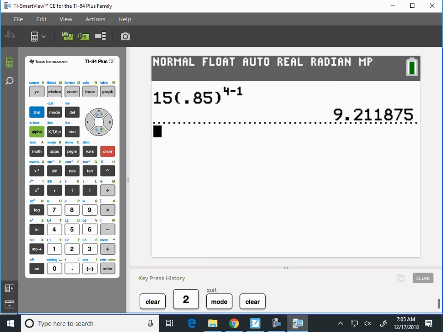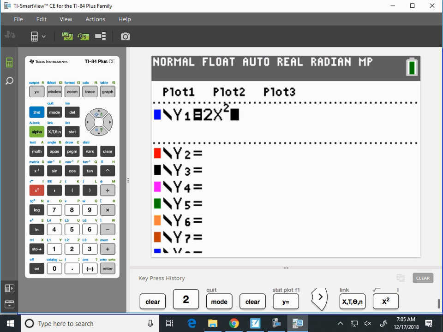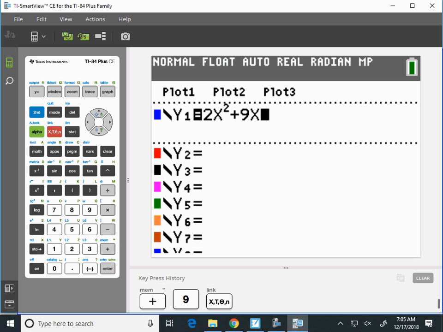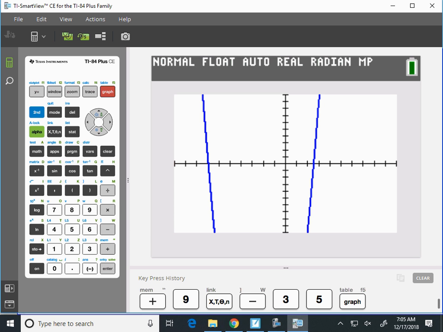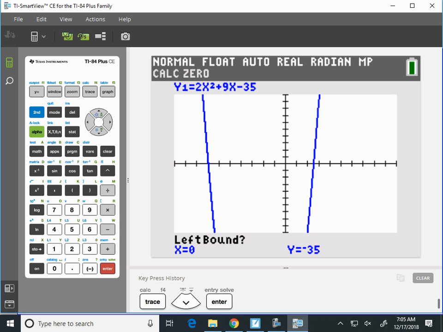So the first one is 2x squared plus 9x minus 35. You're going to graph that. And you don't need to see the bottom. You could change your window so you can see the vertex. But here, I can see both x-intercepts. So all I'm going to do is trace this quadratic. I'm going to hit second trace. And the option I choose is number 2, zero. Remember, zeros are the same thing as roots or x-intercepts. You only use your left and right arrow keys here.